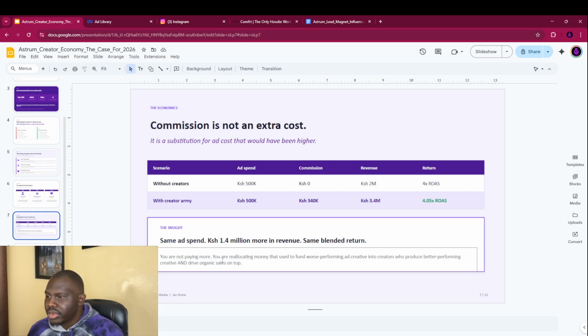You're not paying more. You are reallocating money that used to fund worse performing ad creatives into creators who produce better performing creatives and drive organic sales to the top. So what you're doing, you're amplifying it, right? Let's say you have 500,000 in ad spend. It's very likely that the ads you're producing are not working well. You have the capital, but you don't have the creative engine. It's not dialed in. You're just randomly testing things. You don't have the system, right? But if you have an army of people producing great ads for you, that's how you're going to scale, right?